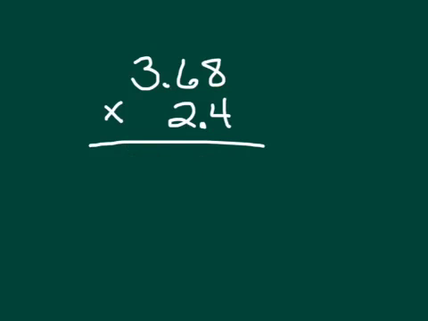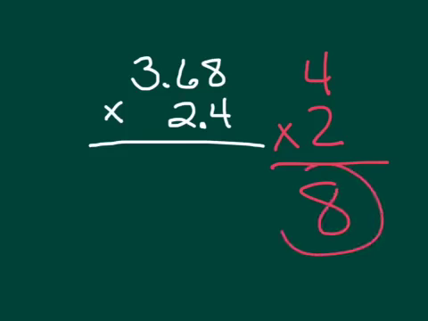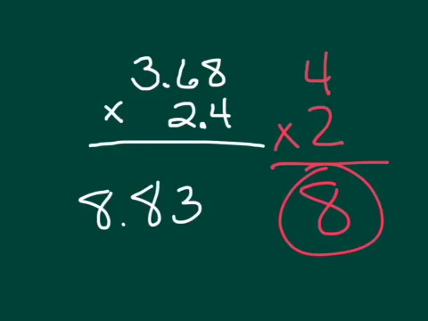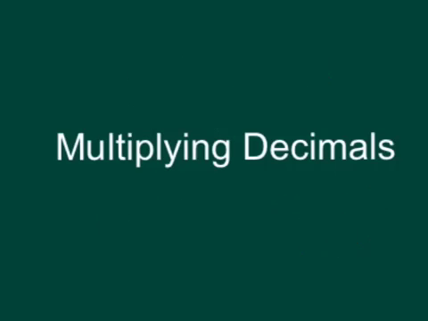And if I look at my original problem, 3.68 is really close to 4, and 2.4 is about 2. So 4 times 2 is 8. So looking back and seeing that 8.832 is my answer to the original problem, I see that it does make sense with my estimate. And that's how you multiply decimals using the shortcut.